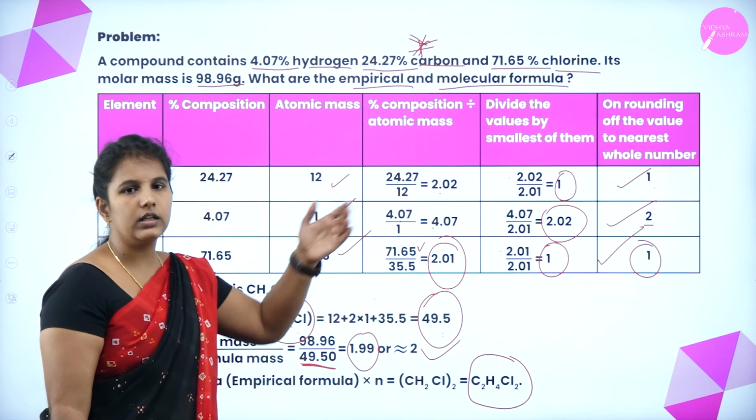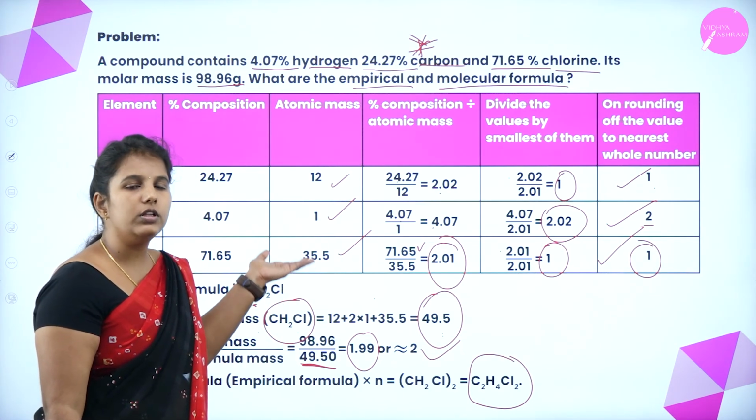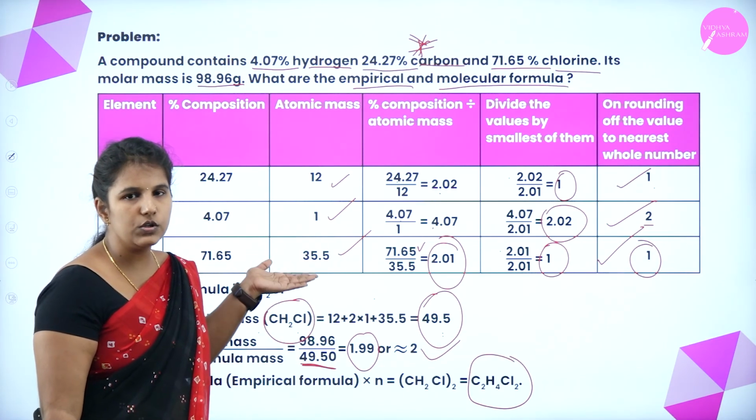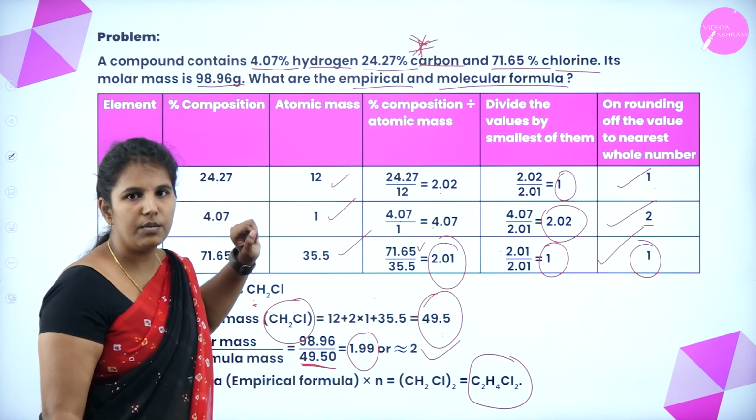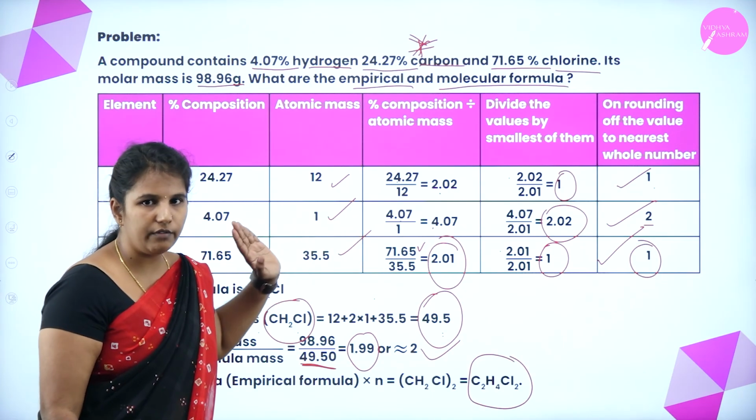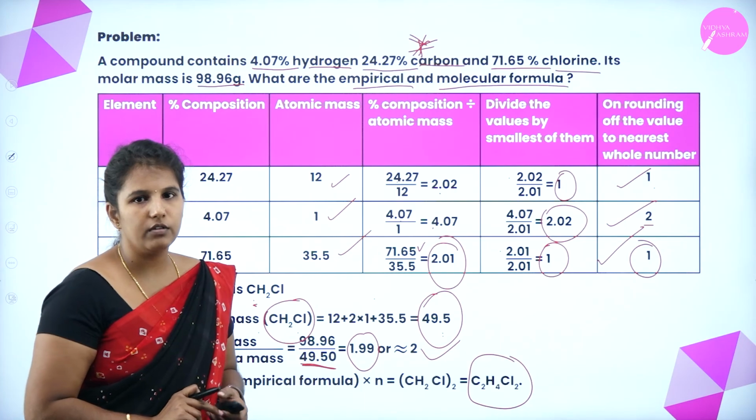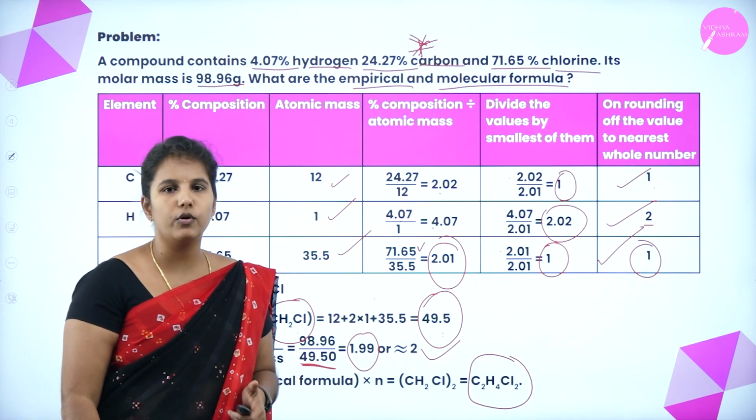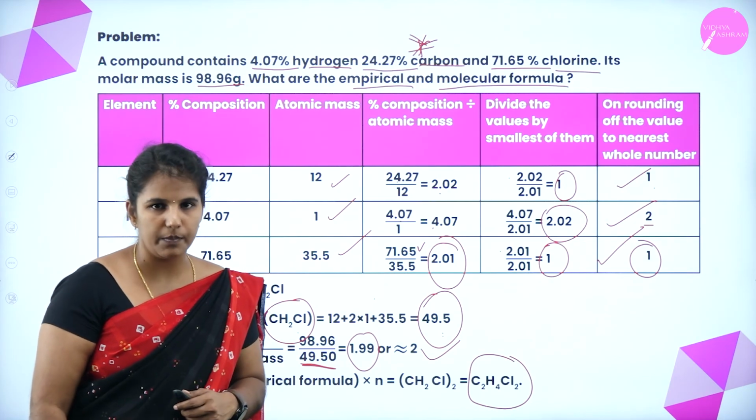Sometimes they'll give oxygen, hydrogen along with the carbon. Sometimes they'll give carbon and hydrogen itself. So it depends upon the question paper setter to give the number of elements found in a given compound. You have to follow the same steps and get the molecular formula and empirical formula of the given compound. It's very easy and you can get easy marks from this topic.